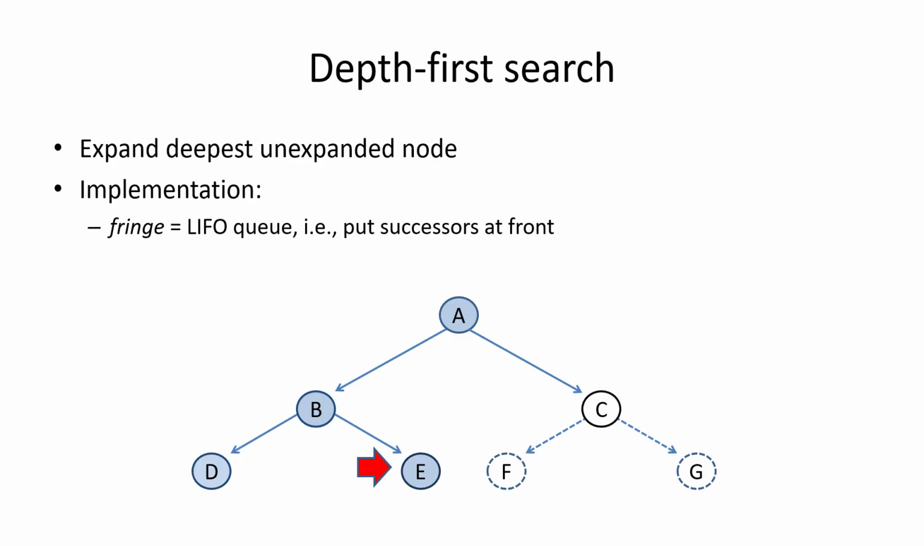After completing the expansion of D and then E, DFS backtracks to B and then to A. From there, it moves to the next node in left to right order, which is C, and continues the search from that branch.